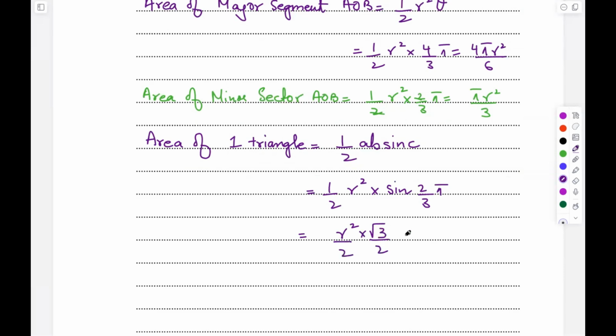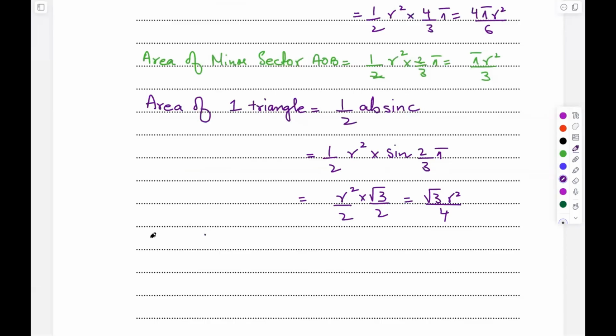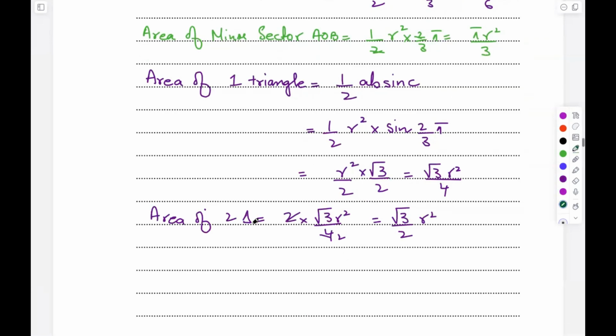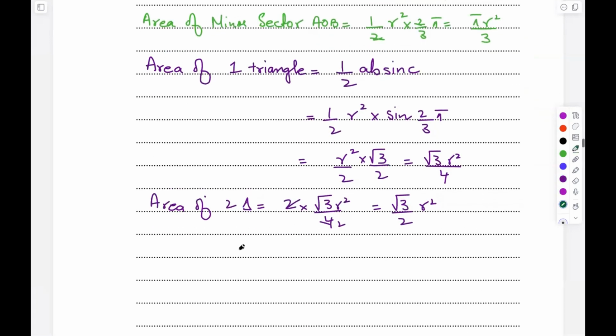And this is R squared upon 2. So this will become root 3 R squared upon 4. Multiplying this by 2, as there are two triangles, the area of two triangles will become 2 multiplied by root 3 R squared upon 4. Simplifying this, we can write it as root 3 R squared upon 2. Now, once we have the area of the two triangles, we can subtract it from the area of the minor sector AOB, which was pi r squared upon 3. So pi r squared upon 3 minus root 3 r squared upon 2.